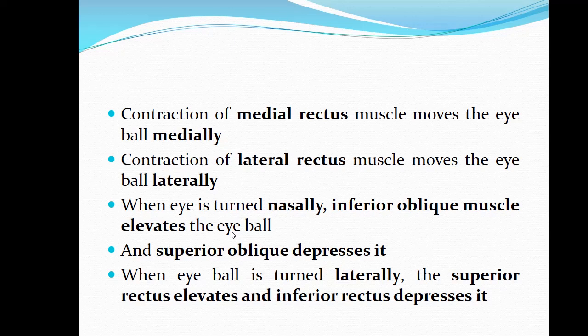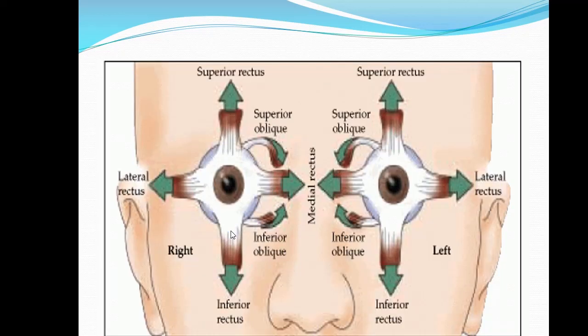And when the eyeball is turned laterally, that is in outward position, the elevation of the eyeball is caused by the contraction of the superior rectus muscle, and the downward movement or depression of the eyeball is caused by the contraction of the inferior rectus muscle. Now we will see all these functions on the diagram.